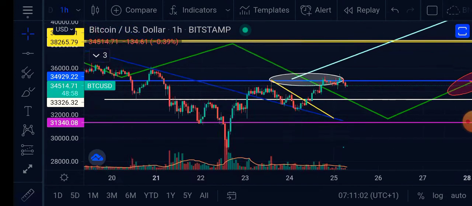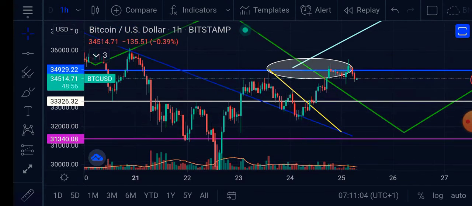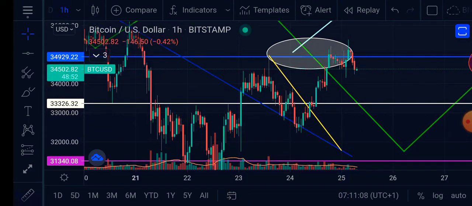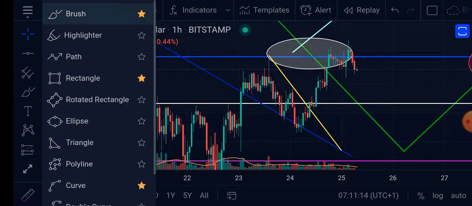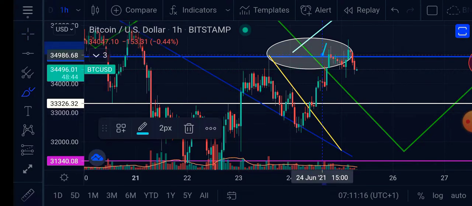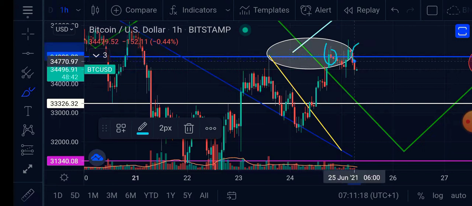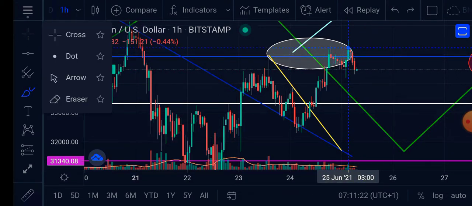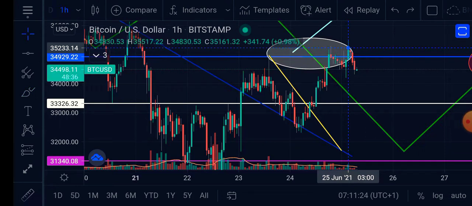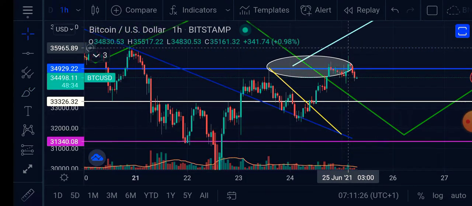If we check here, we'll see that it has tested that blue line, which is the top of the range bottom, twice. Let me show us these two tests here and the other here. So we are currently trying to break out from the bottom.